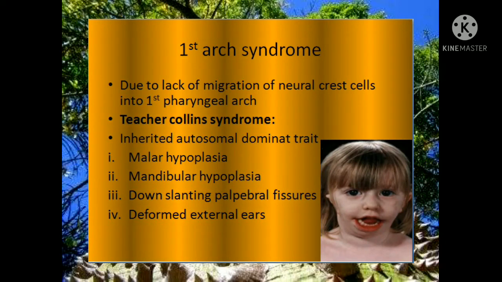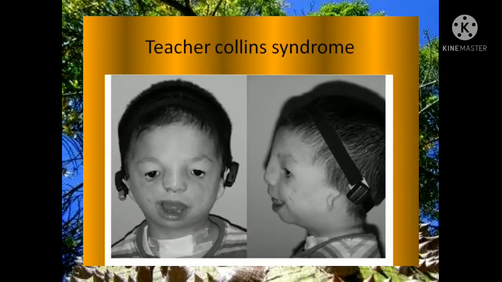The clinical correlation of the first arch. It is due to the lack of migration of the neural crest cells into the first pharyngeal arch. It is called Treacher Collins syndrome. It is an inherited autosomal dominant trait disease. The symptoms are malar hypoplasia, mandibular hypoplasia, downslanting palpebral fissure, and deformed external ear.